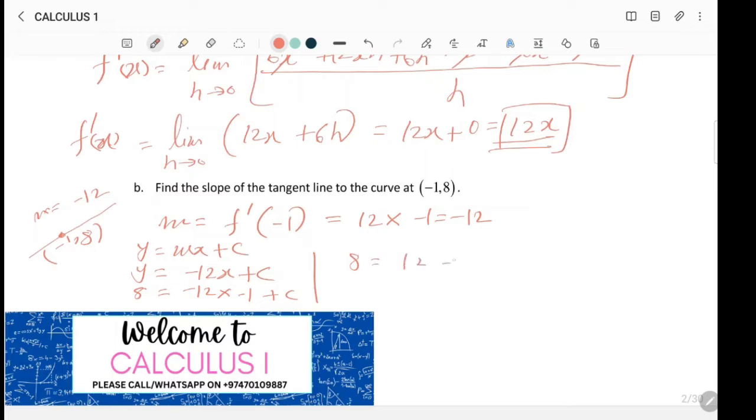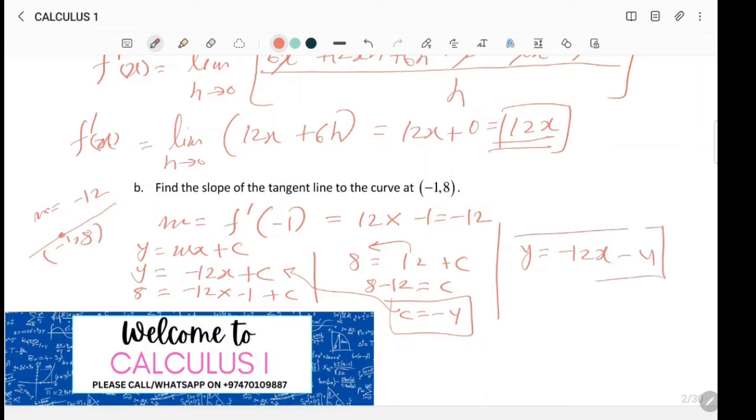8 equals 12 plus c. Shift 12 to this side. 8 minus 12 is c. c is minus 4, right? Now just put this c here. So finally what we will get, guys? Equation of tangent: y equals minus 12x plus c, which is minus 4. This is my equation of tangent.